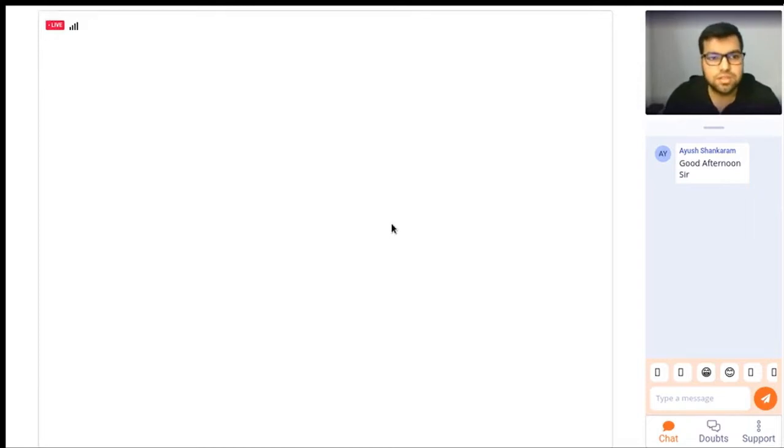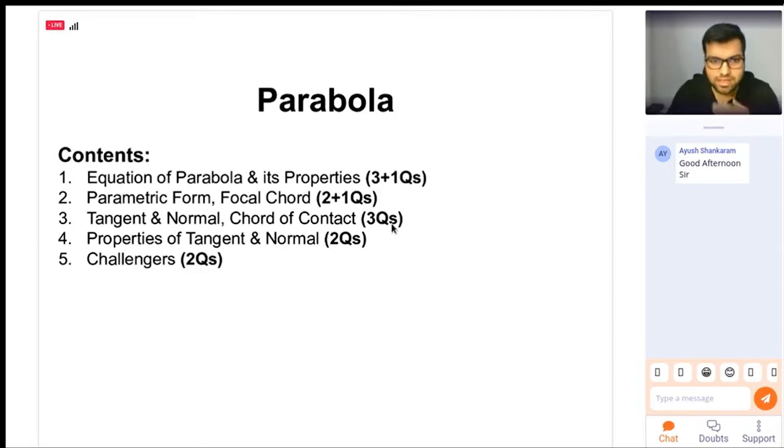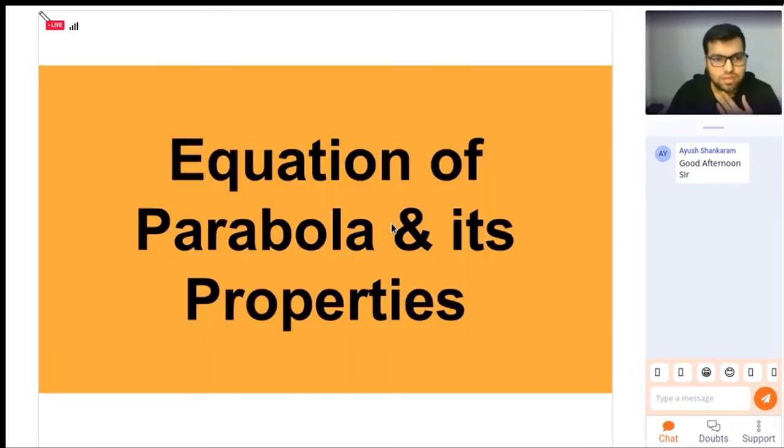So we'll be doing parabola today, and these are the contents. So equation of parabola, parametric form. Equation of parabola: 3 classwork plus 1 homework; parametric form: 2 classwork plus 1 homework; tangent and normal: 3 classwork; and lastly properties of tangent and normal: 2 classwork. And then I have challenges, JEE Advanced 2021 problems. Okay, so let's start with equation of parabola and its properties.